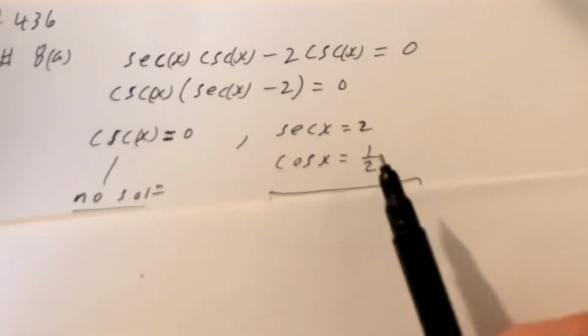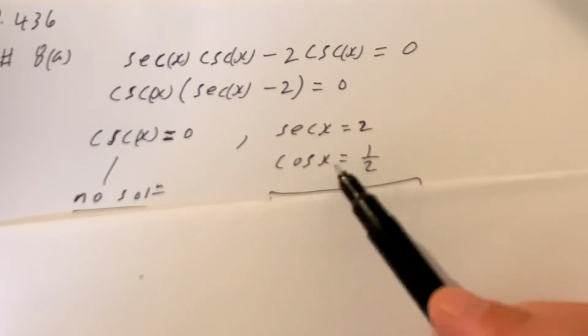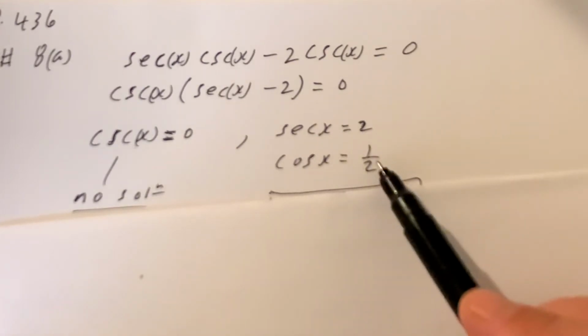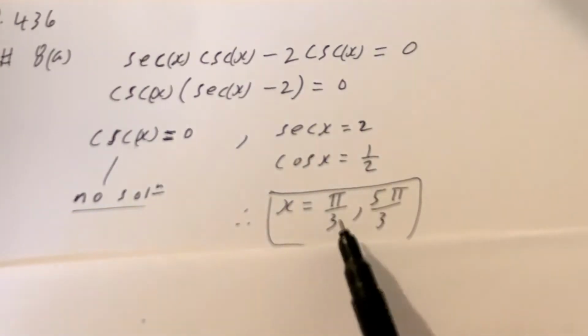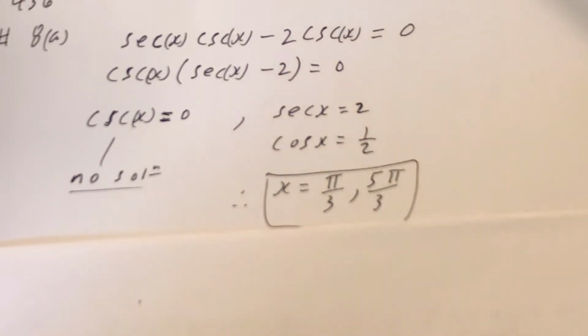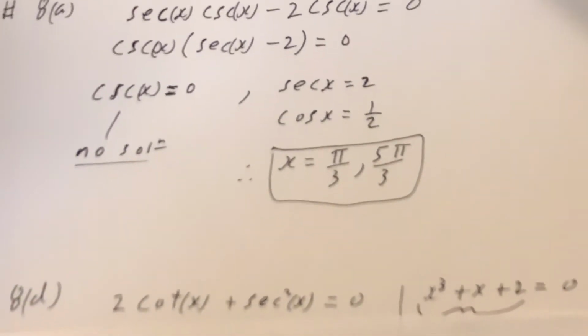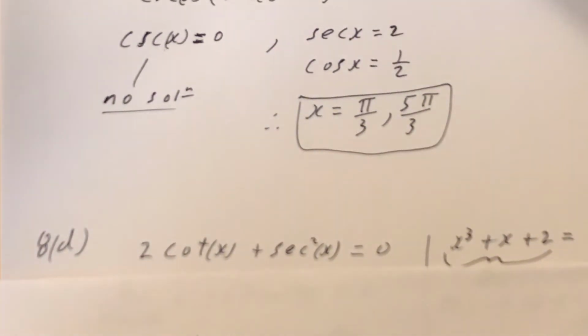And so for this one, secant x equals 2, so take the reciprocal, it would be cosine x equals 1/2. And we know for that, from our special triangles, x equals pi over 3 and 5 pi over 3. Okay, and here's a nice difficult one here. 8d from the same page, page 436. Well, this is a little more interesting.